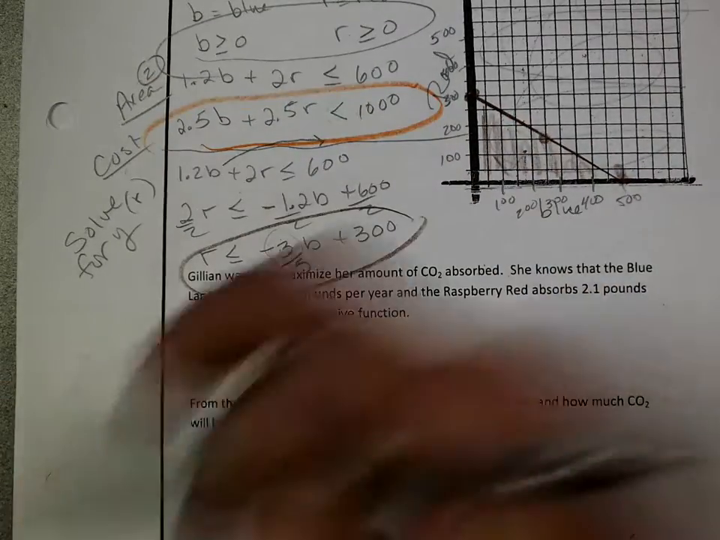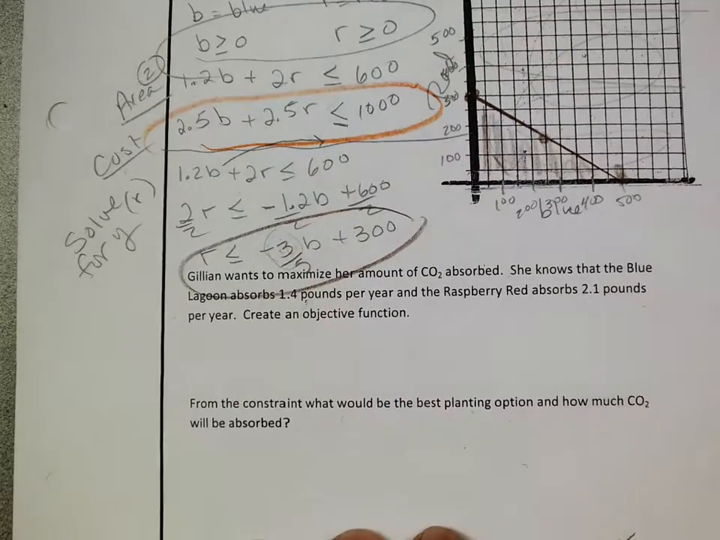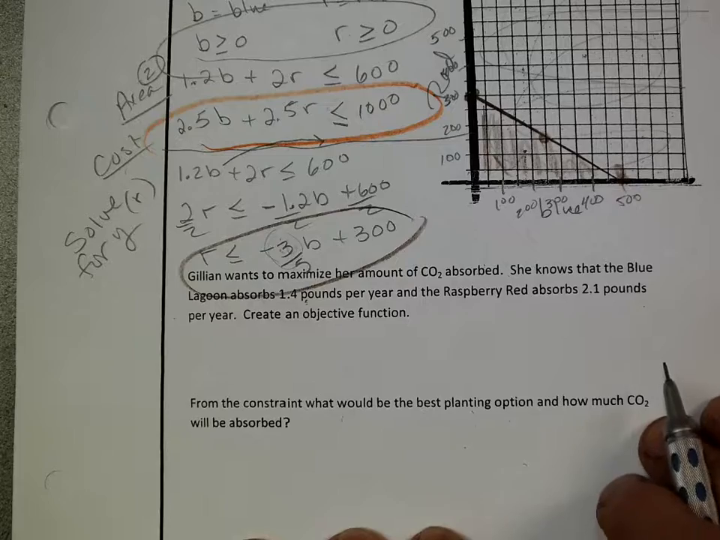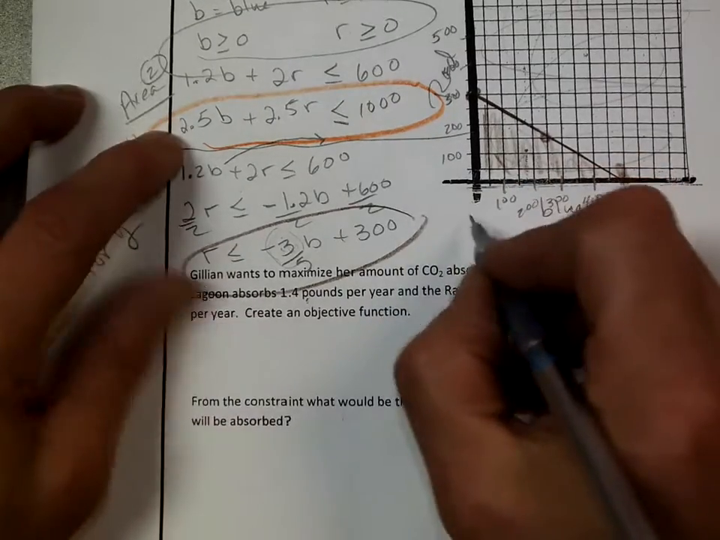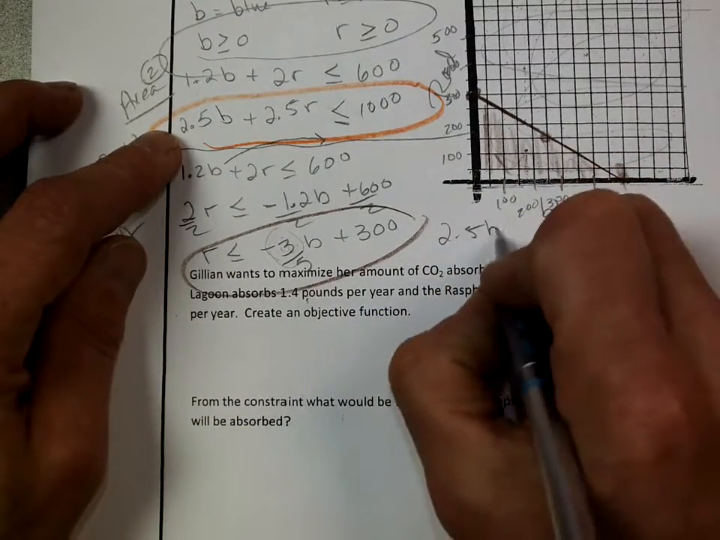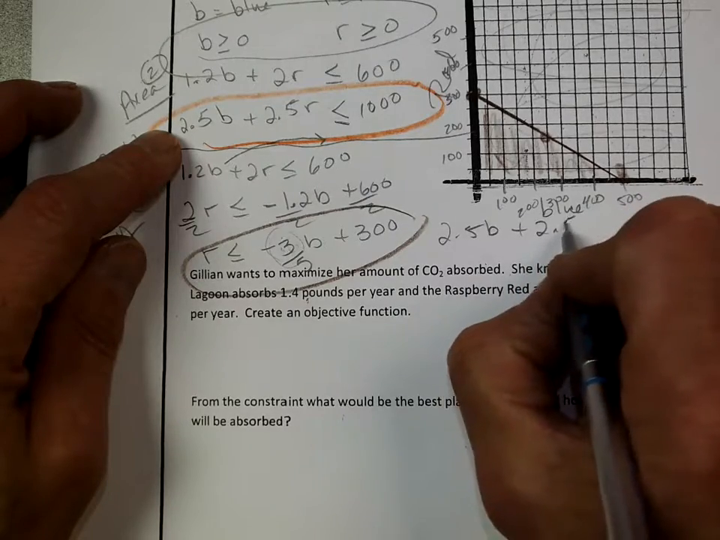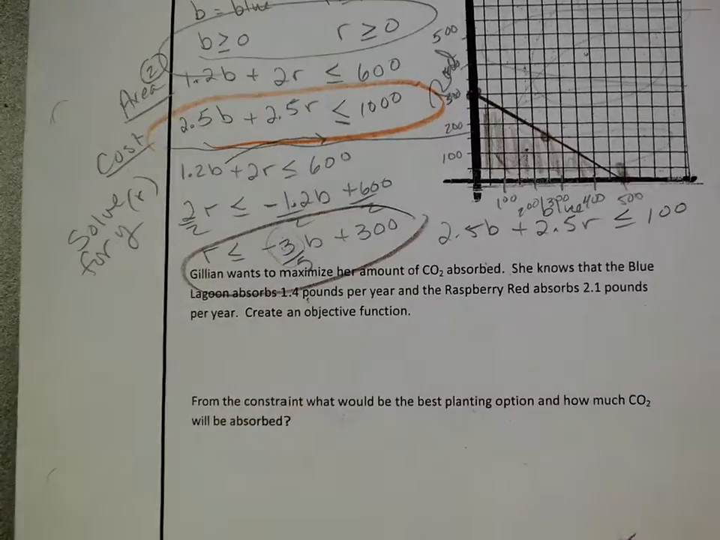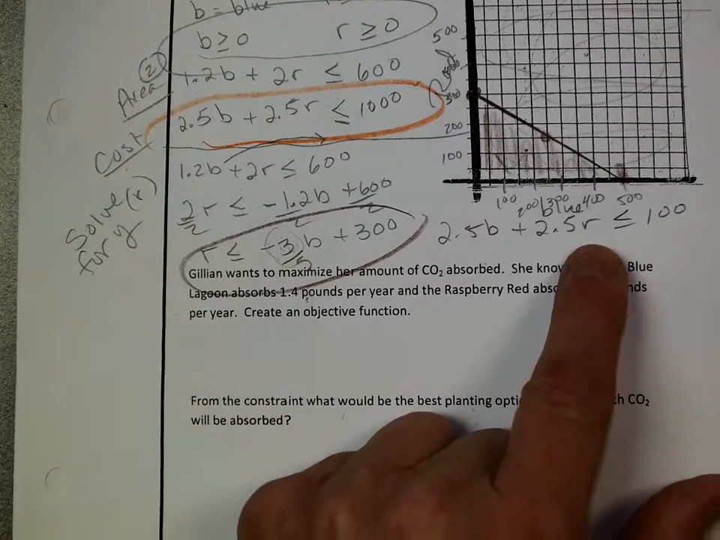Austin, I agree with you, but I'm going to make an equal sign because I'm going to let her have exactly $1,000. If she needs a penny, I'm going to loan her a penny. Okay. So I'm going to go 2.5b plus 2.5r is less than or equal to 1,000. Okay. Now let's solve this one. How do I solve for r?